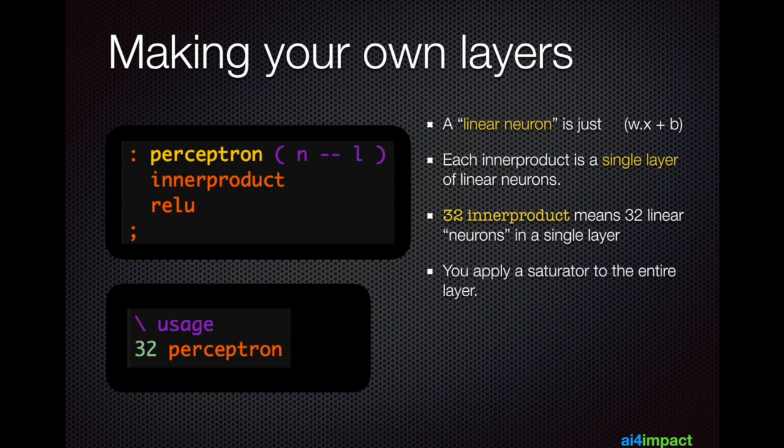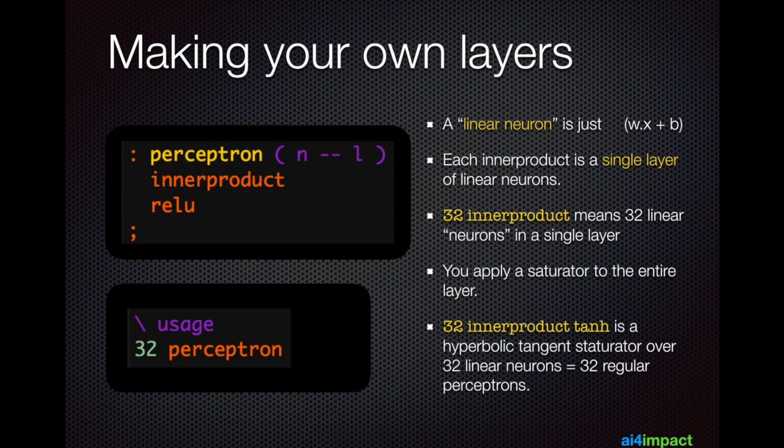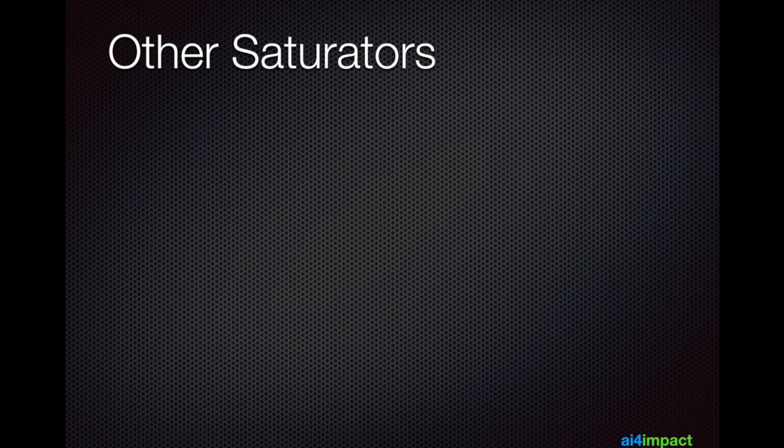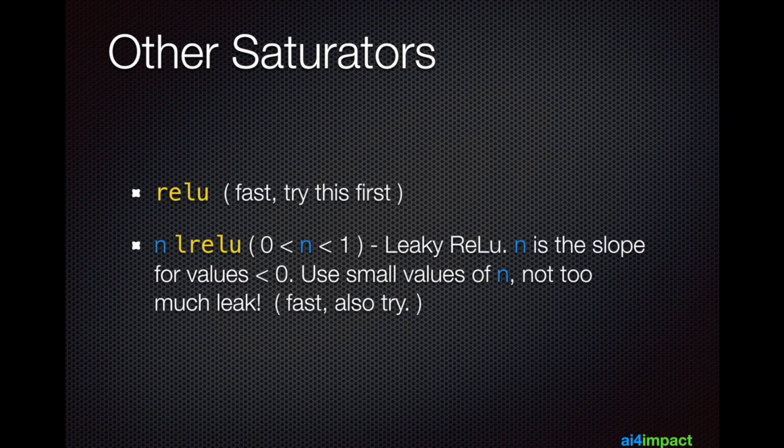And you just apply a saturator to the entire layer. So 32 inner product tanh, for example, would mean a hyperbolic tangent saturator over 32 linear neurons, which simply is 32 regular perceptrons. There are a few saturators you can use. I've mentioned ReLU. It's very fast, and you should try this first. You can also try leaky ReLU, or of course the hyperbolic tangent. We will use tanh in more advanced applications.